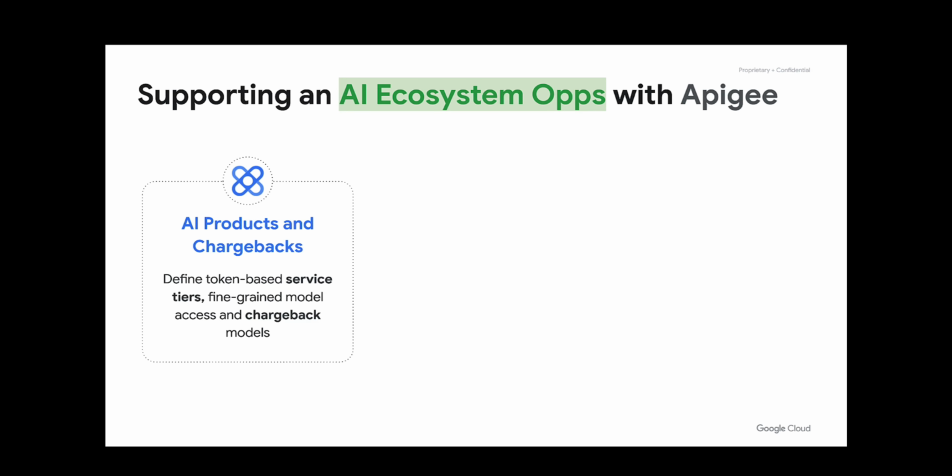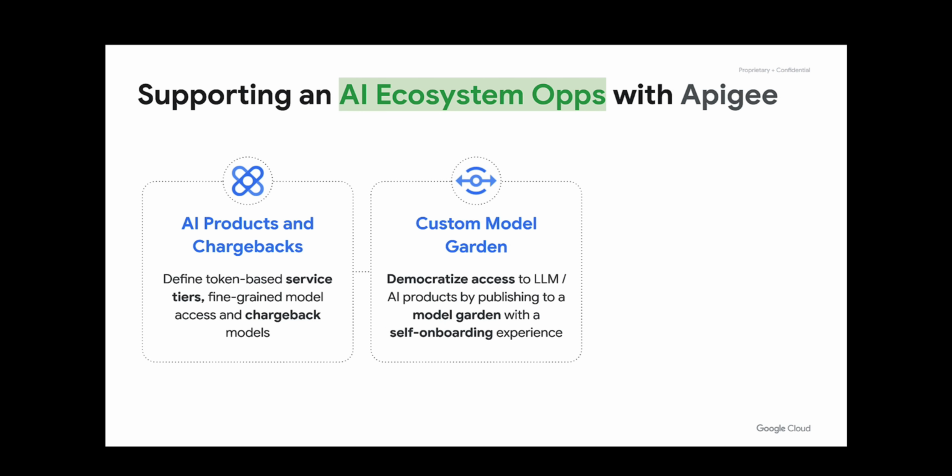So Apigee can help you also with AI products and chargebacks. In the same way as you can have an API as a product, you can have your access to large language models through API products. And in that manner, you're able to do chargebacks for usage on your large language model.